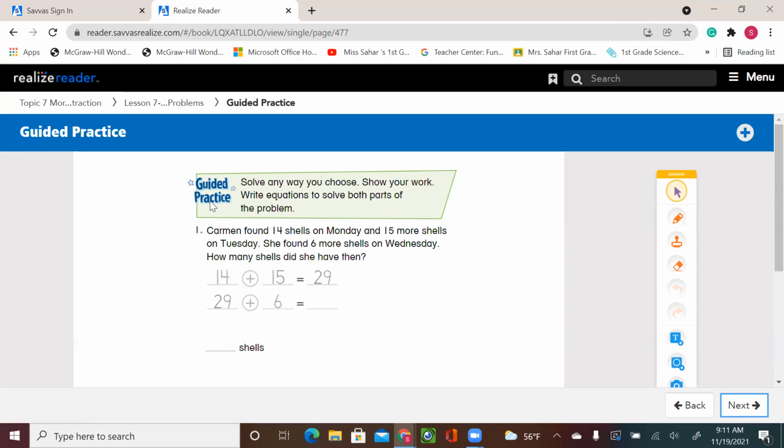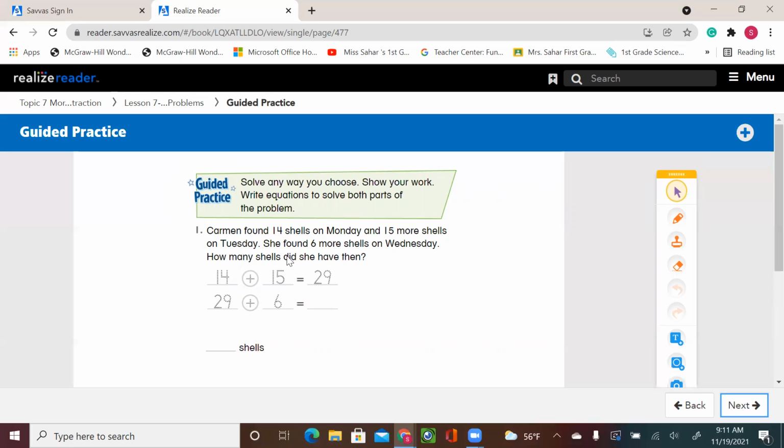All right. Page 294. Solve any way you choose. Show your work. Write equations to solve both parts of the problem. Carmen found 14 shells on Monday and 15 more shells on Tuesday. She found 6 more shells on Wednesday. So how many shells did she have then?